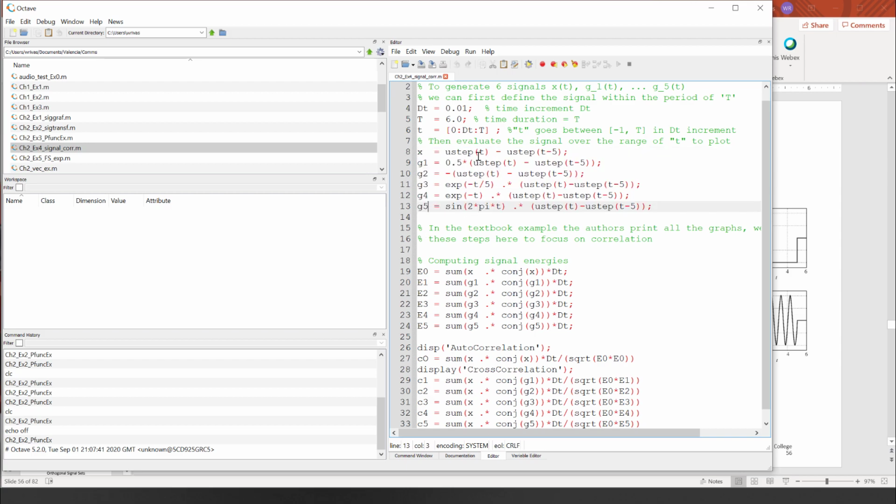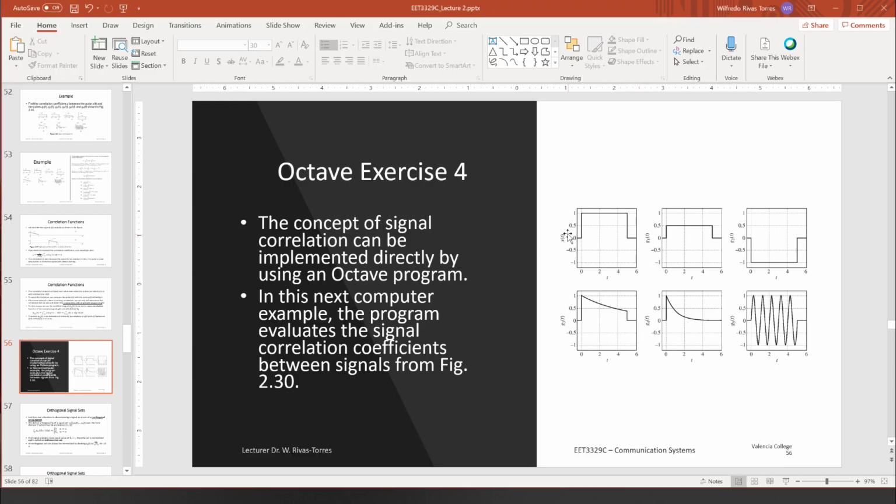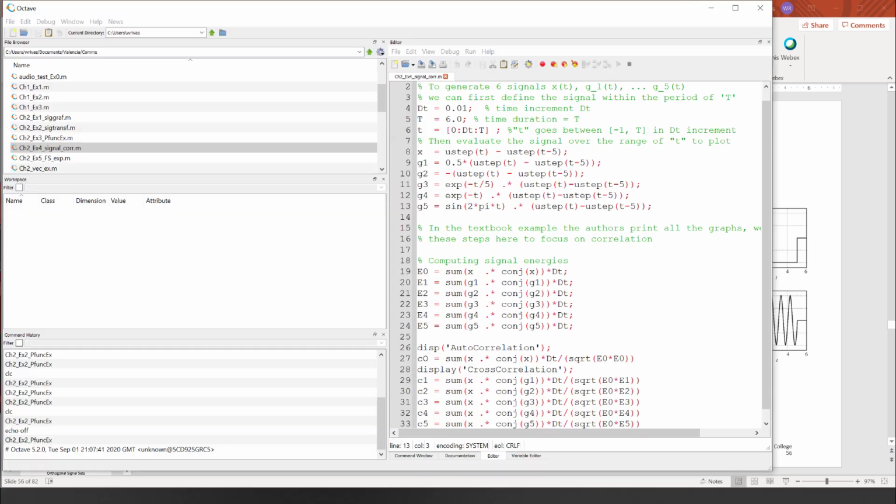So these are all our signals, if you will. Notice how we create this first x of t. We use the unit step function that we talked about in our last class. And if you look at it carefully, it says the unit step minus unit step at t minus 5.